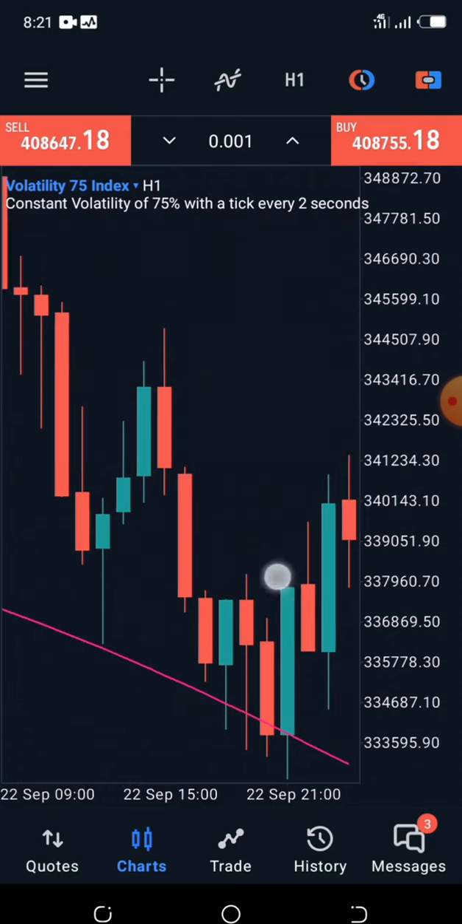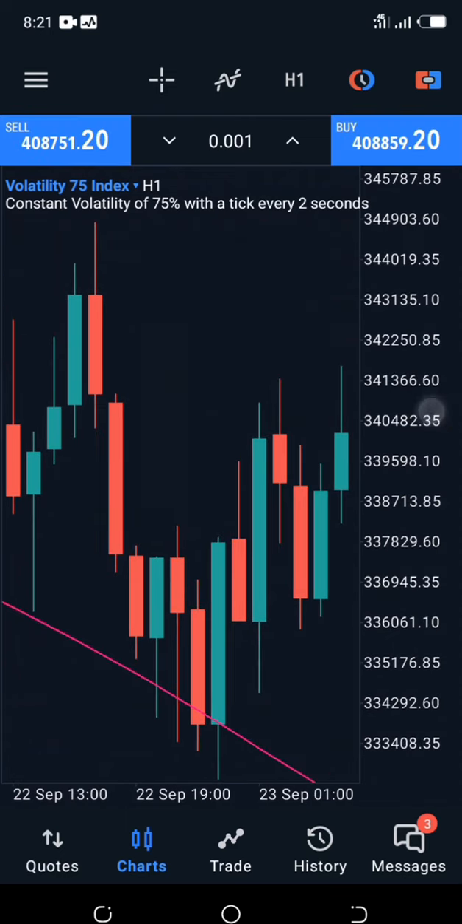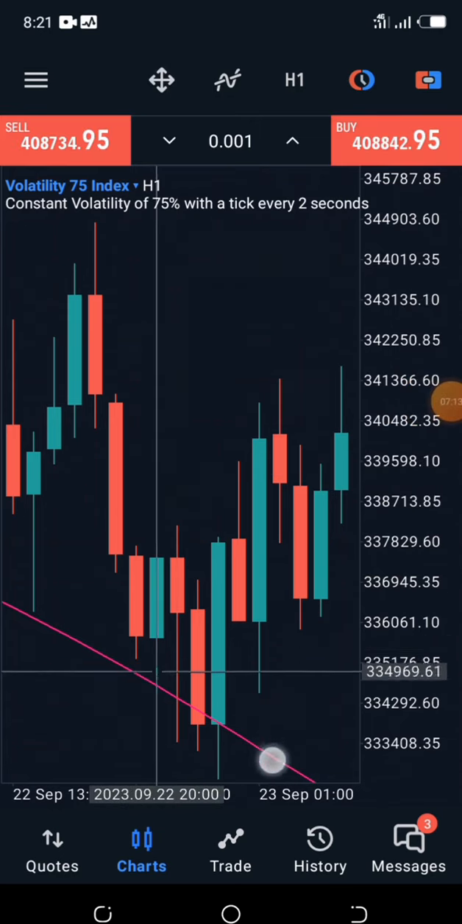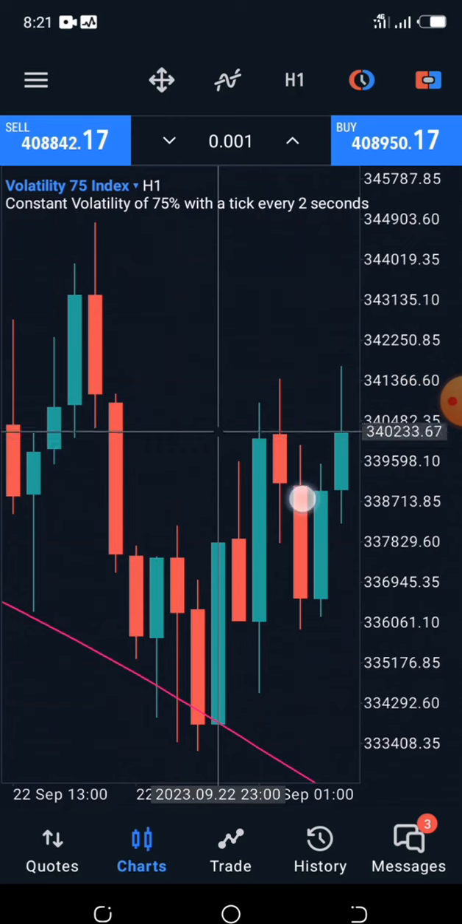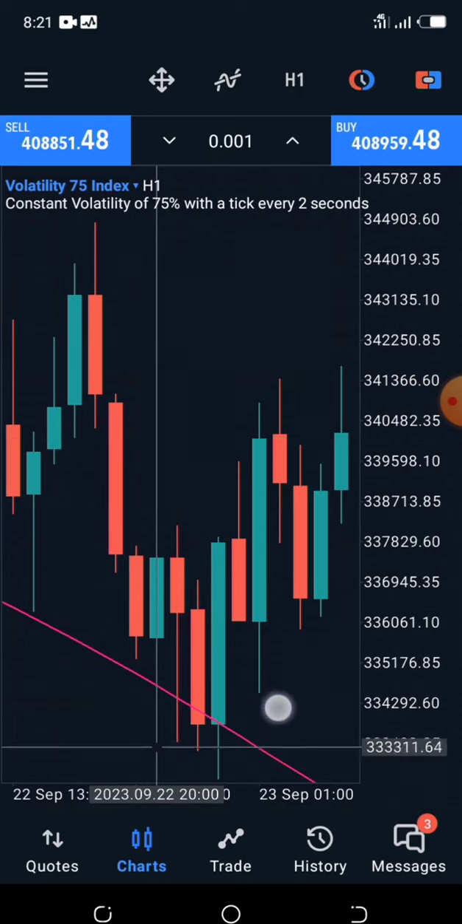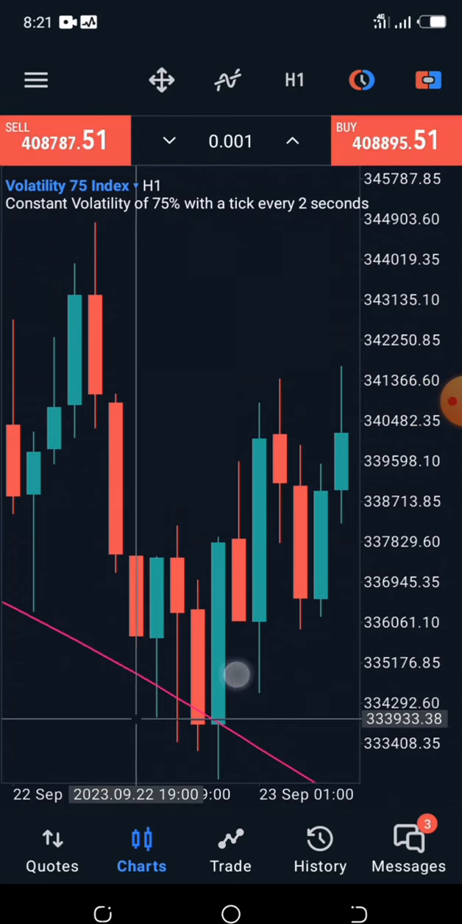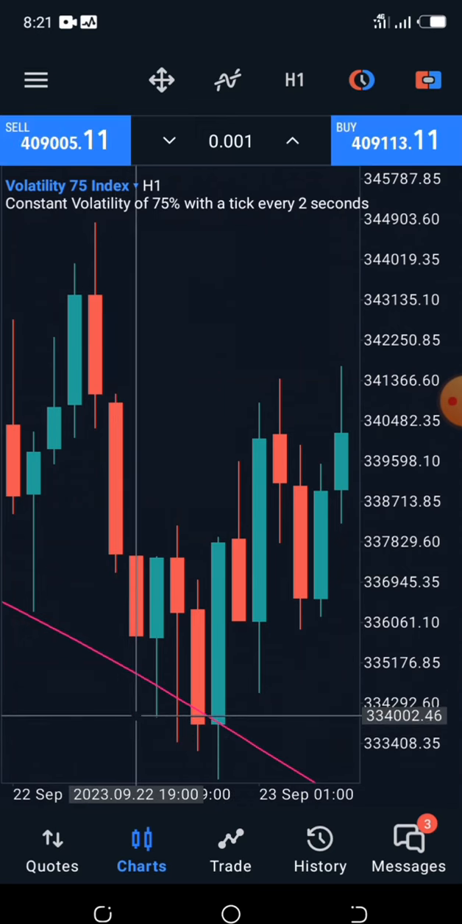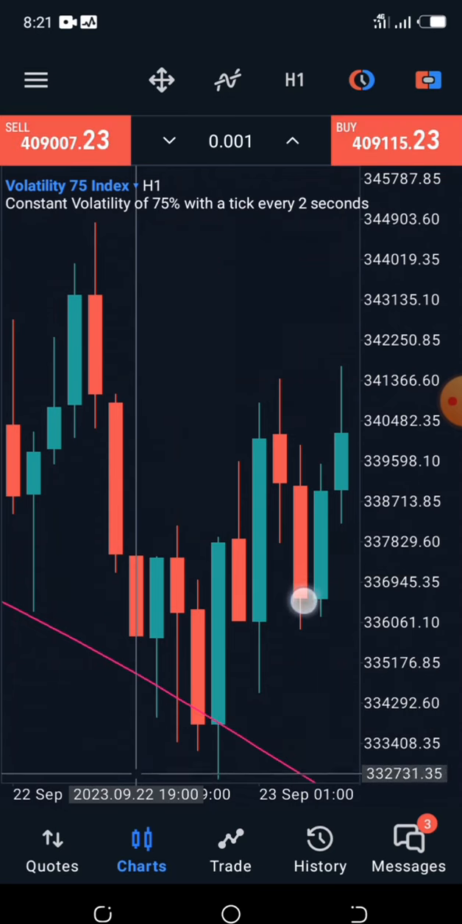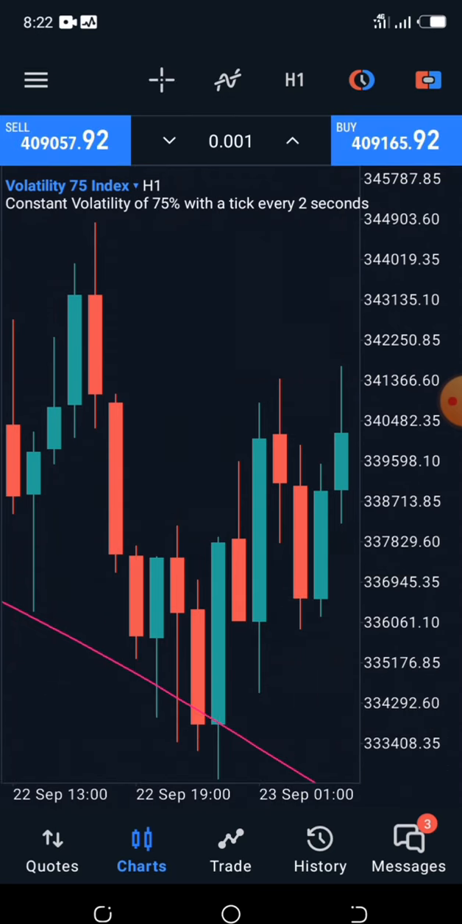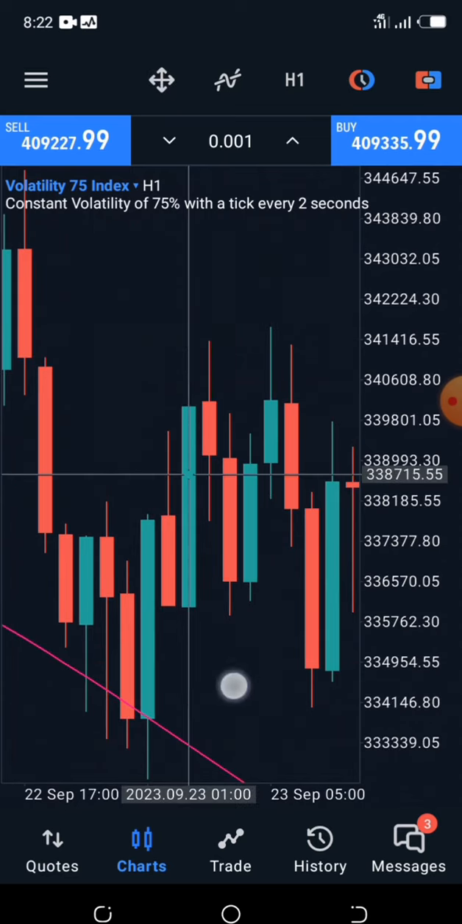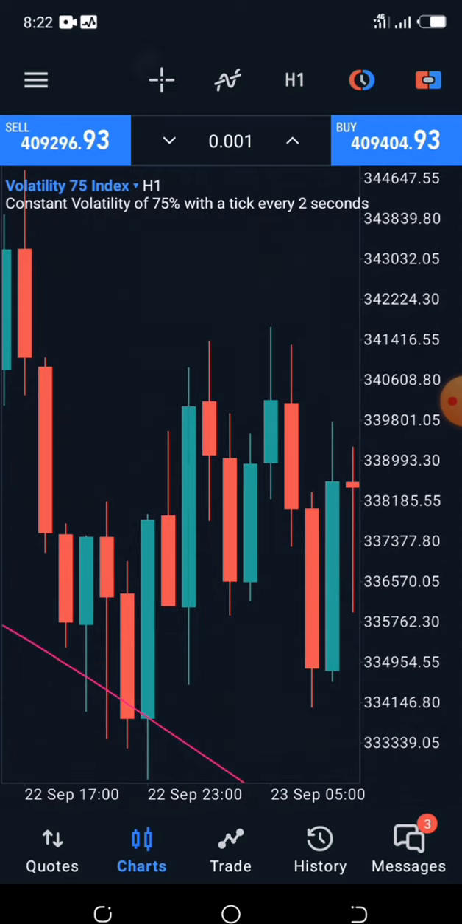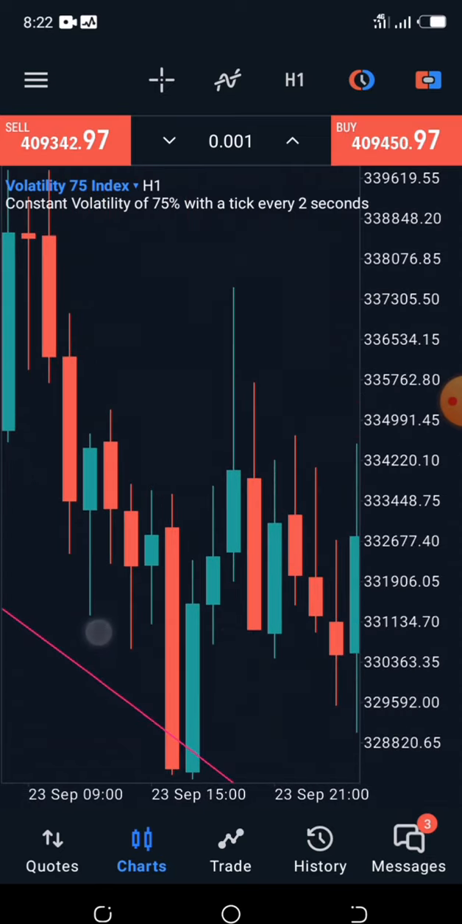Okay, so your second entry now can be at this point, because we are waiting for blue. You understand? It touches, forms blue, and then you enter, and then you make your stop loss just a little bit below the wick of the blue candle. You understand? So if you make it a breathing stop loss, this should not take you out. And then you are able to take some profit before it comes down again.